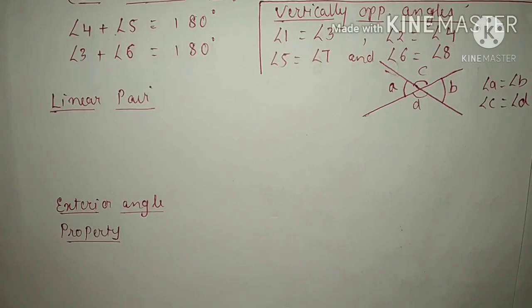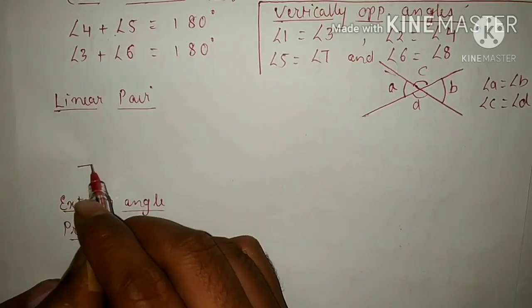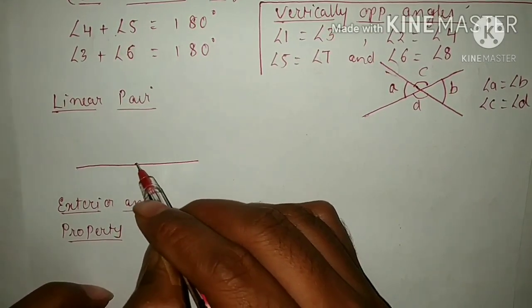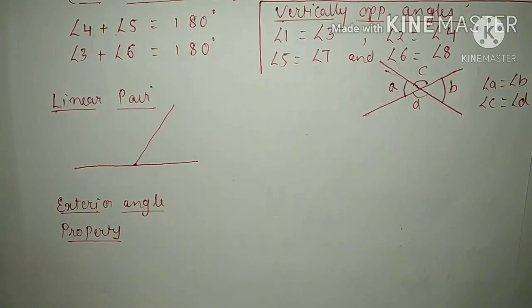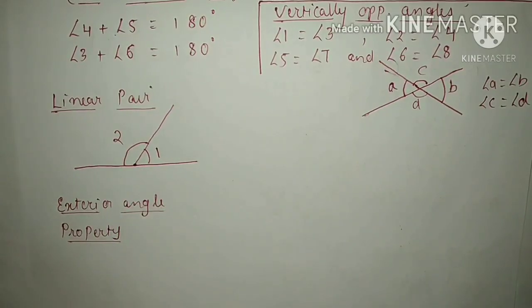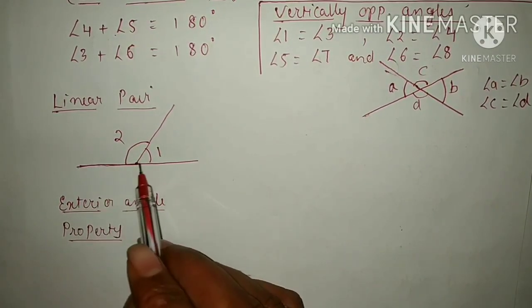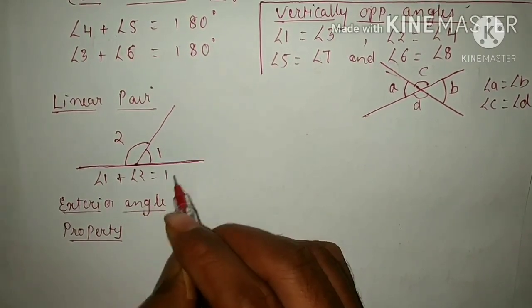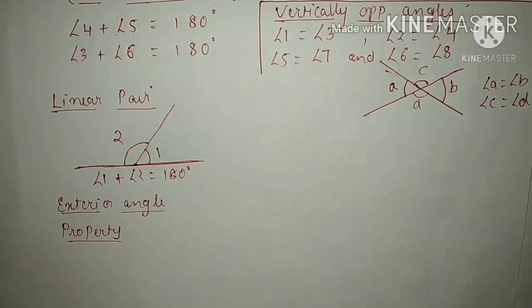Now, what is a linear pair? Whenever a straight line is being formed, it is called a linear pair. See, suppose we have a straight line like this and a line passes through this straight line like this. This one is angle 1 and this one is angle 2. Now since this is a straight line, therefore angle 1 plus angle 2 will be equal to 180 degrees. That means whenever a straight line is formed, the sum of the angles will be equal to 180 degrees.